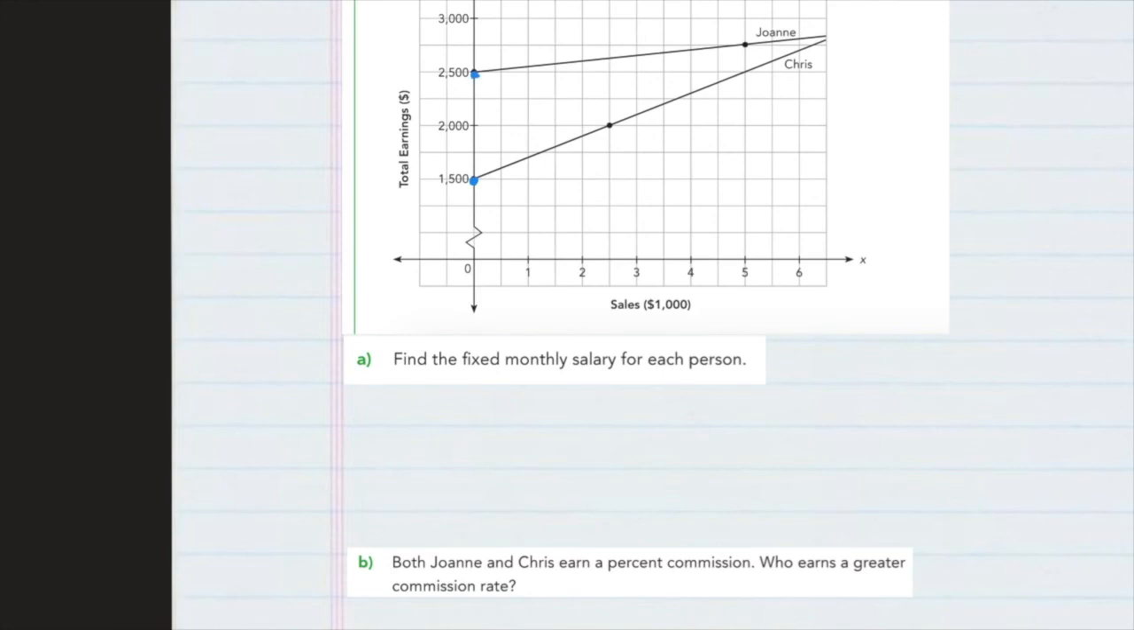Okay, so that means that Joanne makes $2,500, and that Chris makes $1,500. Right? That's if they don't earn anything.